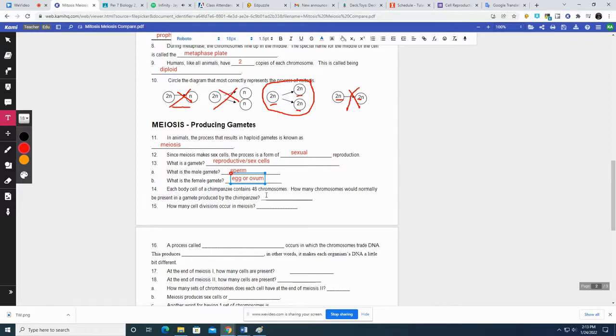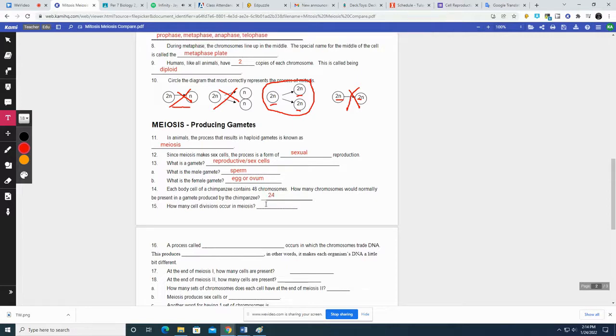14, chimpanzee again. The chimpanzee, the body cell, somatic cells, has 48 chromosomes. How many are going to be in the chimpanzee's gametes? Now we're cutting that number in half, because remember, we're going to go from the diploid number of 48 to the haploid number of 24. So the chimpanzee's sex cells, reproductive cells, will have 24 chromosomes. And that makes sense, because when a male chimpanzee with his 24 gets with a female chimpanzee with her 24, when it comes together, you get 48, you get a chimpanzee.